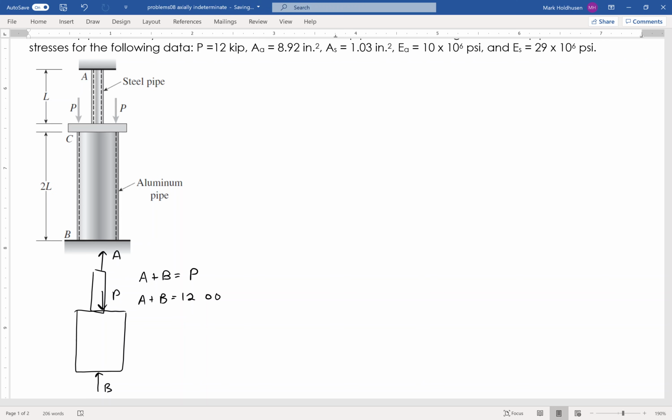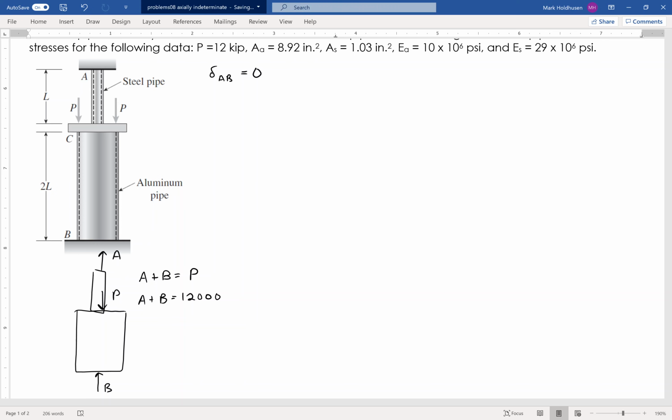The problem is it's one equation, two unknowns. So I need another equation to help solve this. That's again where this compatibility equation comes in. Okay, and what I know is that the total deflection between A and B, delta AB, has to be 0, right? Because I've got rigid wall or floor and ceiling there, so there can be no elongation of the total thing.